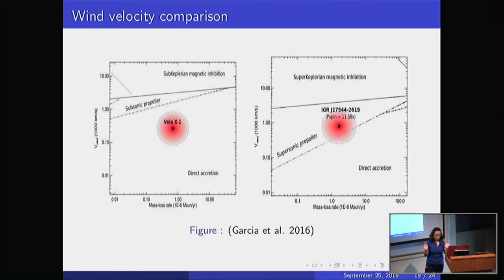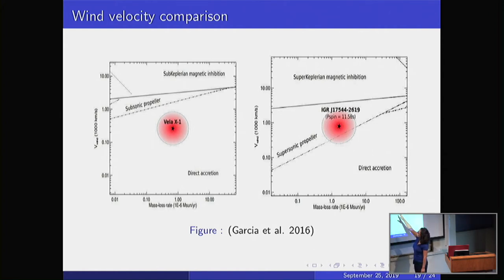So this is our explanation for the difference in behavior between these persistent systems and the transient systems. There has been analysis by other authors as well. This is just an example of two similar kinds of systems, persistent versus transient. You see that most of the time, the persistent system depends on the luminosity and the orbital period, and Vela X-1 remains in the direct accretion regime most of the time, whereas in the case of this system, which is a transient, note also that the wind velocities of the persistent ones are comparatively lower.